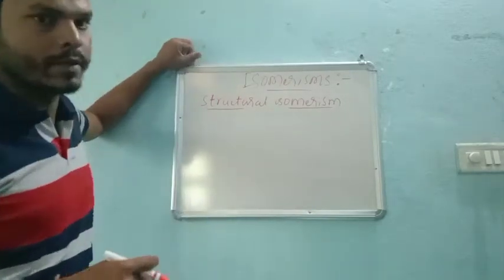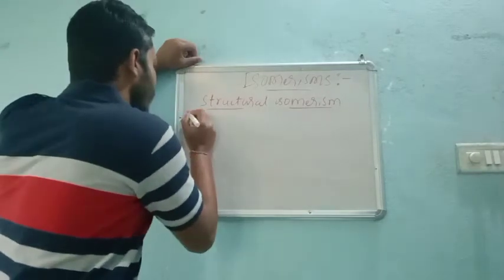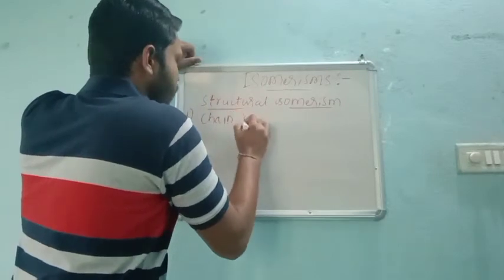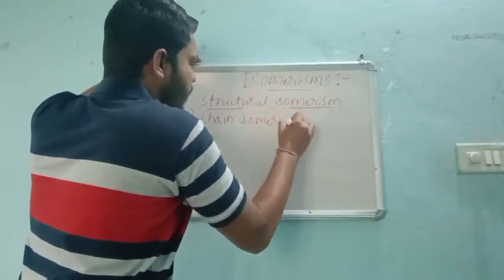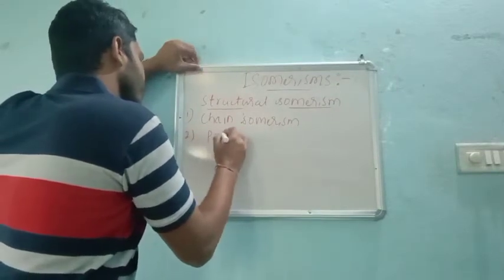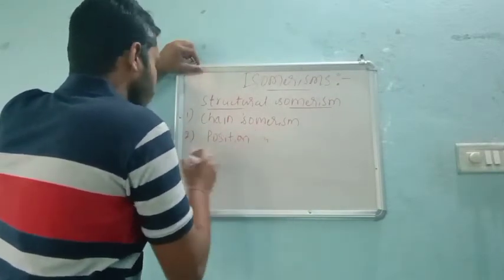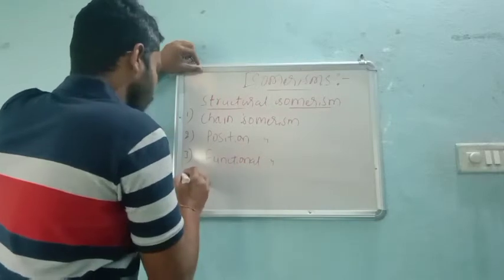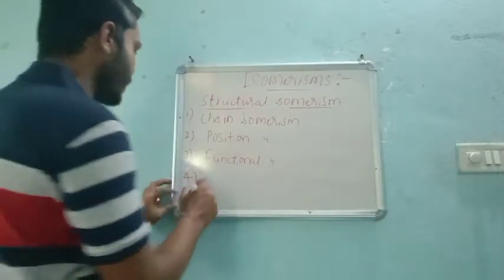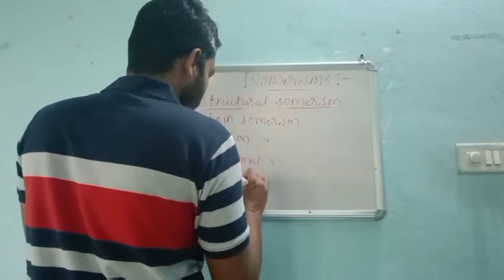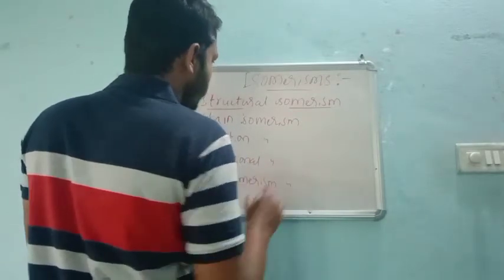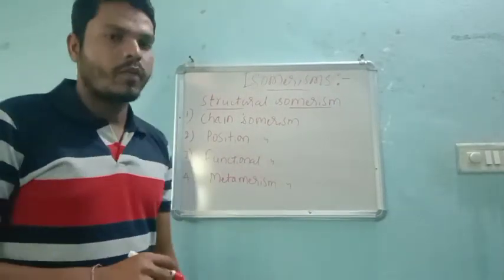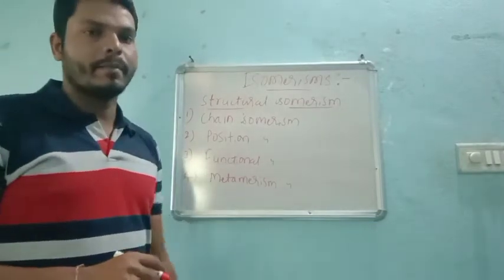So structural isomerisms are further divided into 4 classes. One is chain isomerism, which we will see one by one later. Second is position isomerism. Third is functional isomerism. And the fourth, the last one, is metamerism. There are 4 classes of structural isomerism: chain, position, functional, and metamerism.